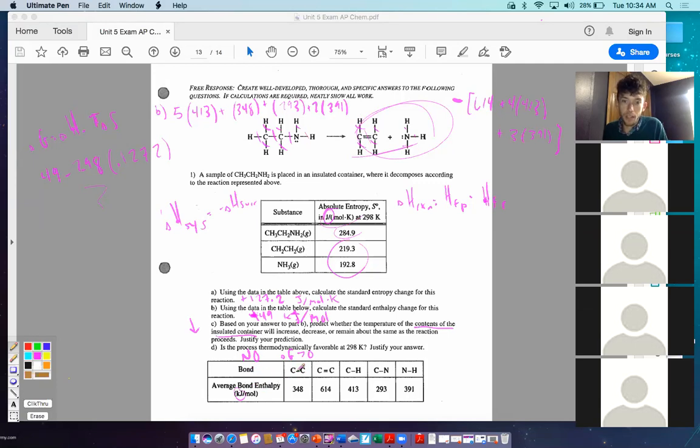Whenever you're looking at bonds, the delta H is going to be equal to energy in to break the reactant bonds. That has to be a positive value because the energy has to go in to break those bonds. And then you get energy out minus all the product bonds that are being formed. So these two equations are kind of opposite of each other. Heats of formation will be products minus reactants. Bond enthalpies, though, will be reactants minus products. Does that make sense? Mm-hmm. Okay, excellent. Very good question. All right.